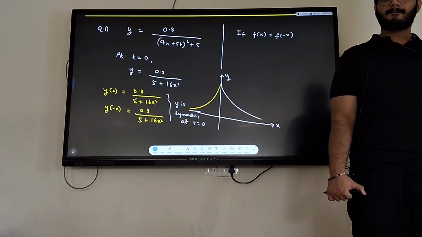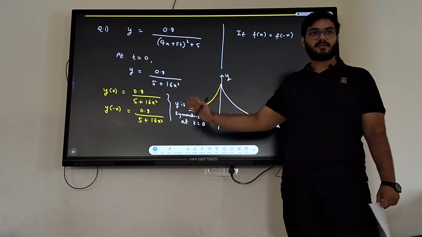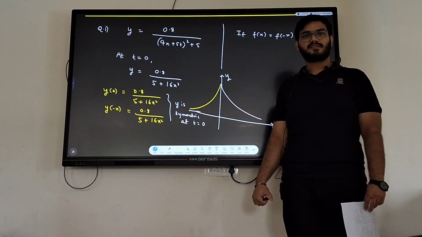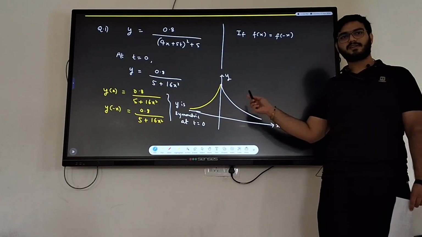Differentiate it, dy by dx. So you can differentiate twice, find the value of y max and all those things. But can you see a simpler way? Can you see the graph? Where is my y max?